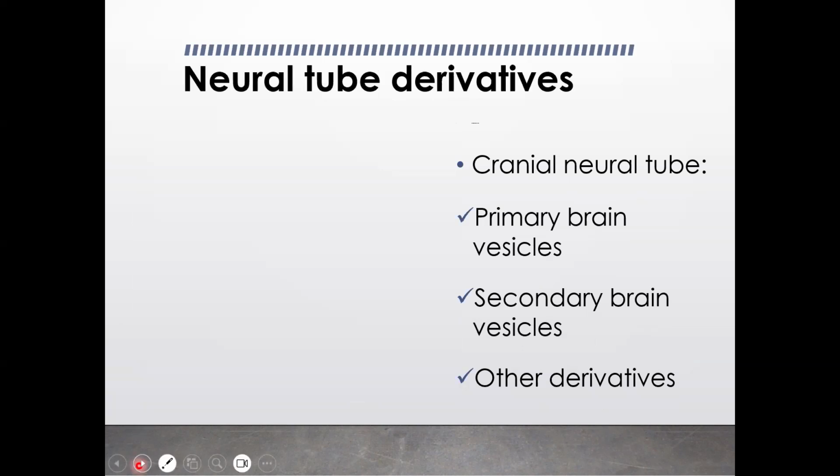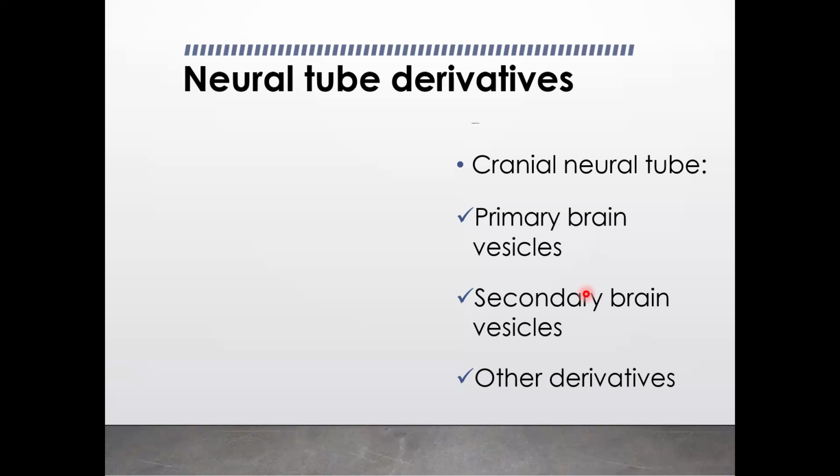For the neurotube derivatives, we can just start with this. This neurotube is undifferentiated. You want this neurotube to give you the brain, the cerebrum, the cerebellum, the brainstem, and the spinal cord, the cranial nerves, and the spinal nerves, and everything else. So it has to differentiate. The cranial neurotube at this point will give us the primary brain vesicles, and it will also give us the secondary brain vesicles. That is for the cranial neurotube.